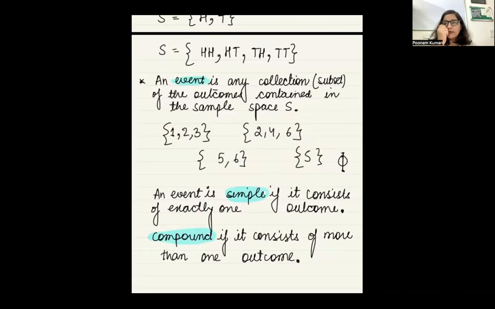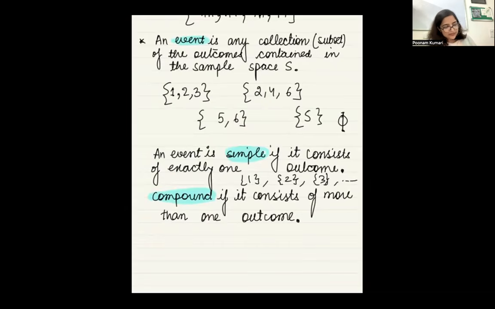Ma'am, so each element in the sample space is a simple event. Yes, if you just write 1, 2, 3, 4, 5 as sets, they are simple events. So in this case, a simple event example would be getting 1 or 2 or 3 or something like that. That will be a simple event.